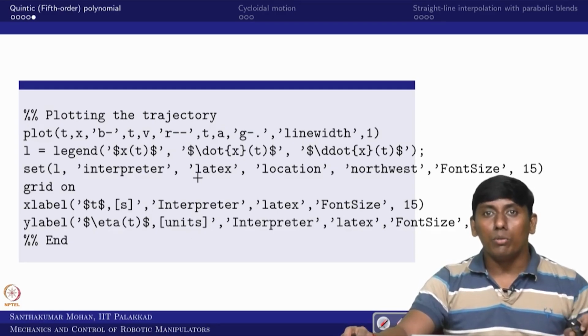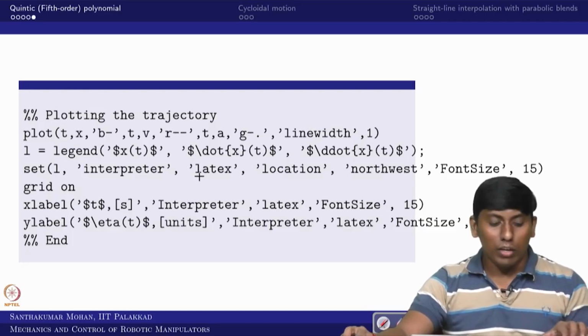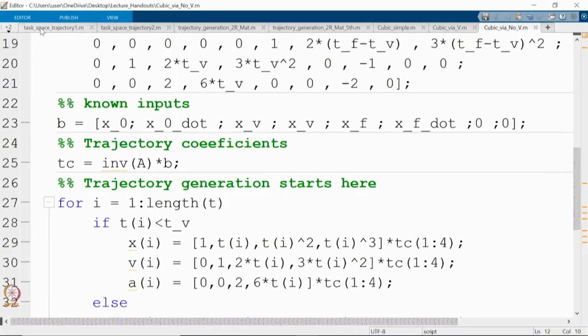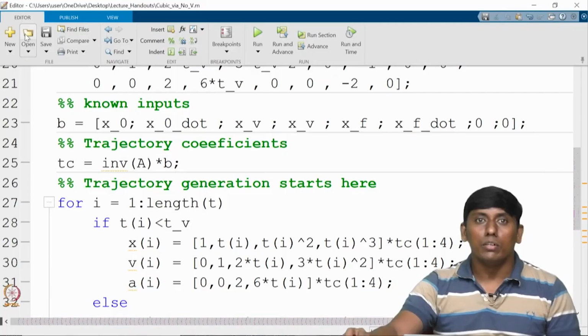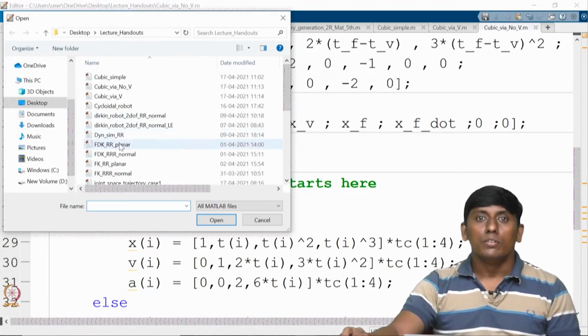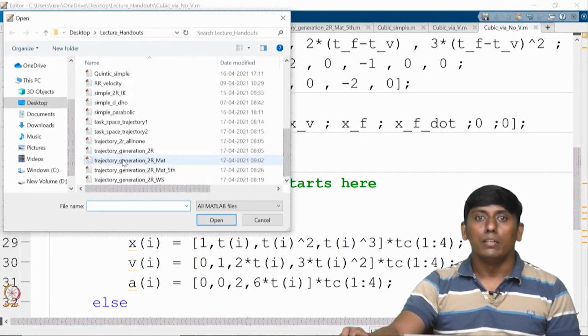Now in order to understand this, we are going to the Matlab window, and I am going to show that. I think the fifth order polynomial.